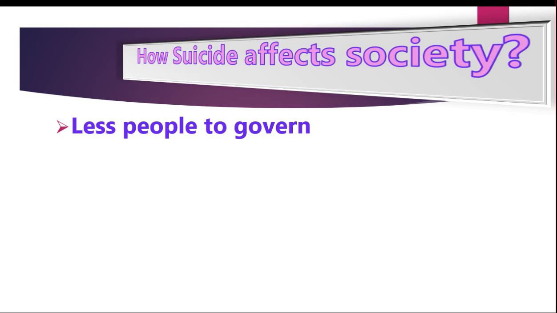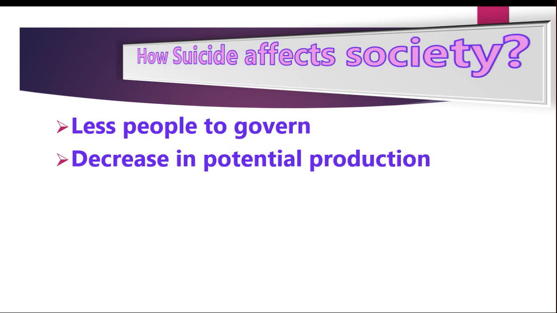Second up, and also the last one, is decrease in potential production. The decrease in a country's population due to suicide can and will affect potential production. People who commit suicide could be a potential doctor, lawyer, teacher, or someone productive and worthwhile to the country or to society. So that is where you have decrease in potential production, and that is how it affects society. These people could be potential people that really mean something to society.